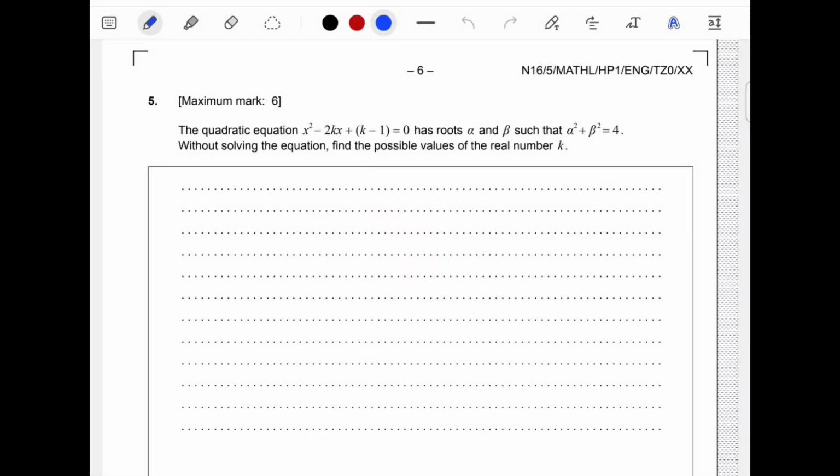In this video, I would like to continue solving problems that came in one of the IB high-level math tests. This question says that you have a quadratic equation given by x squared minus 2kx plus k minus 1 equal to 0 and has roots alpha and beta such that alpha squared plus beta squared equal to 4. Without solving the equation, find the possible values of the real number k.